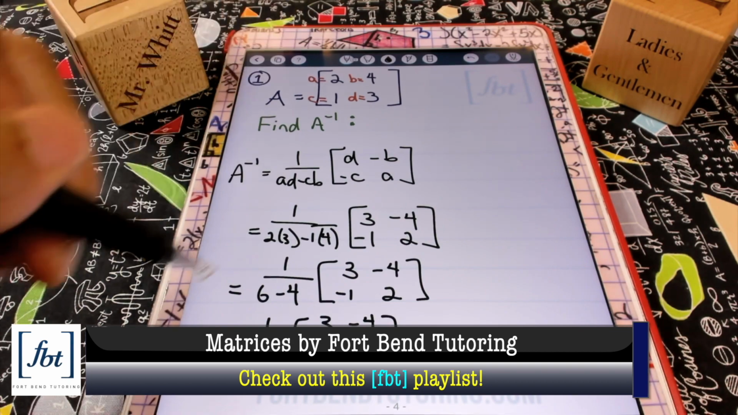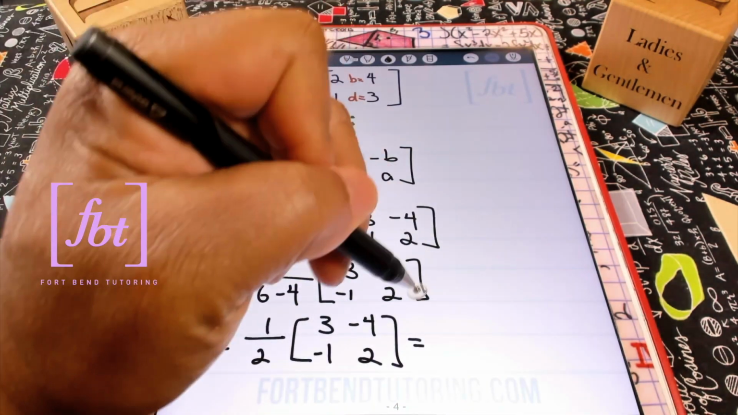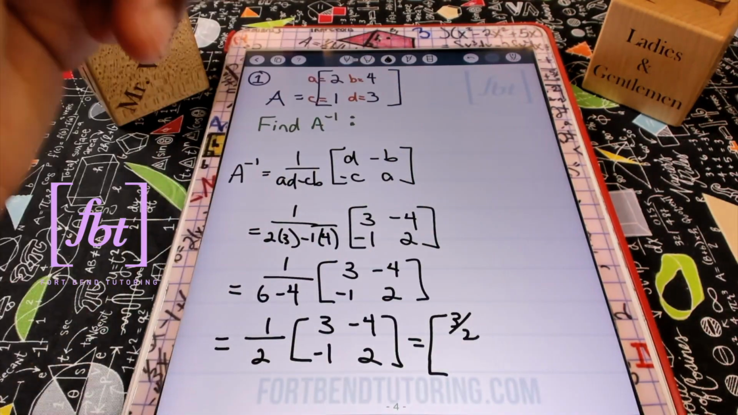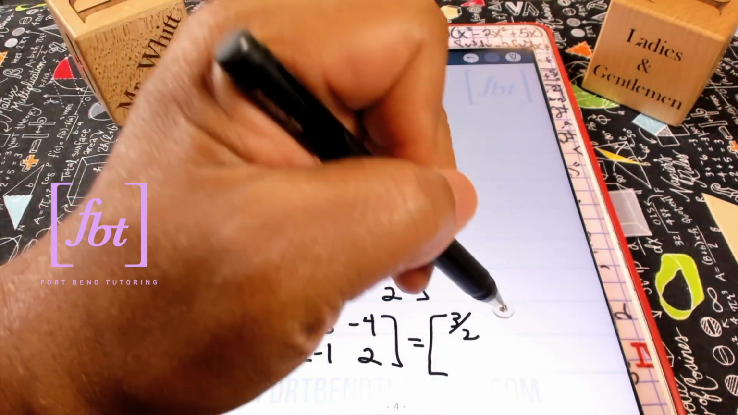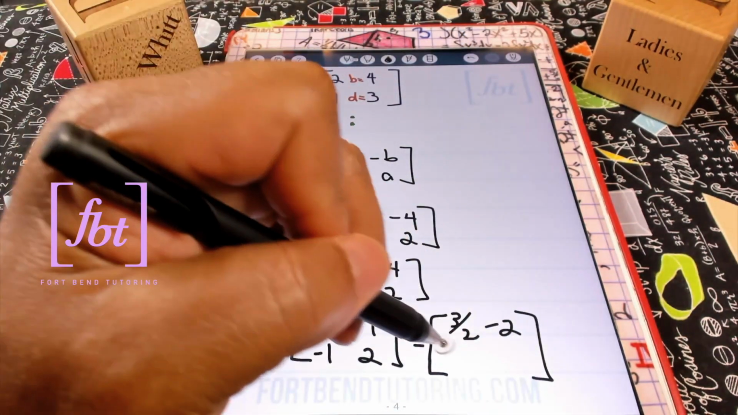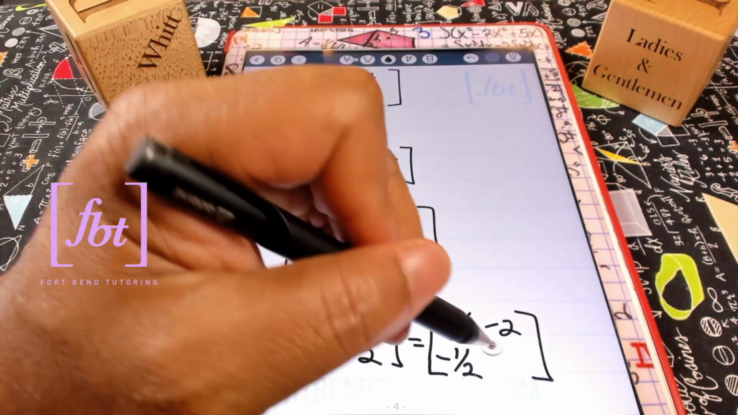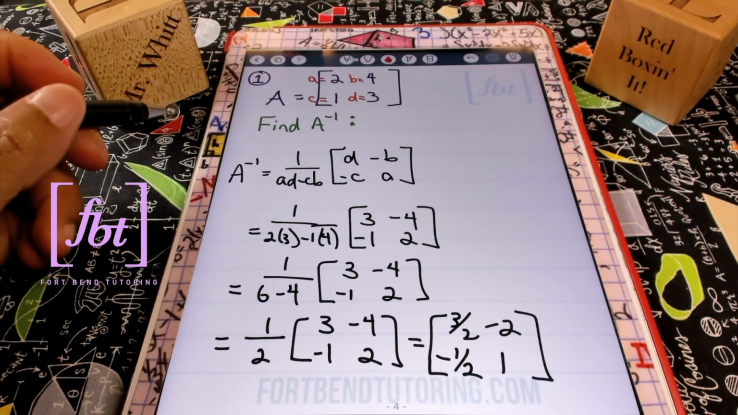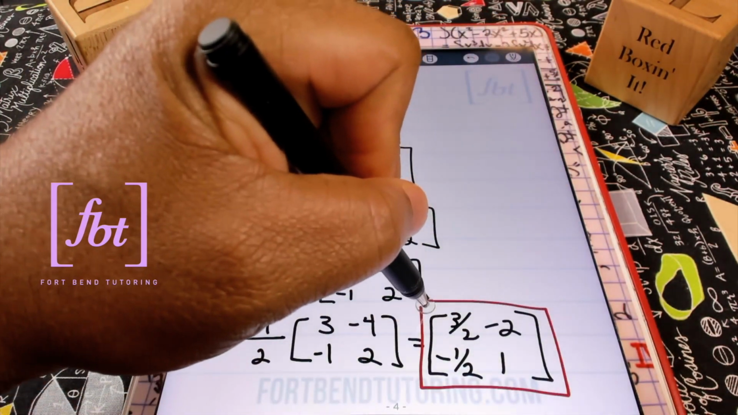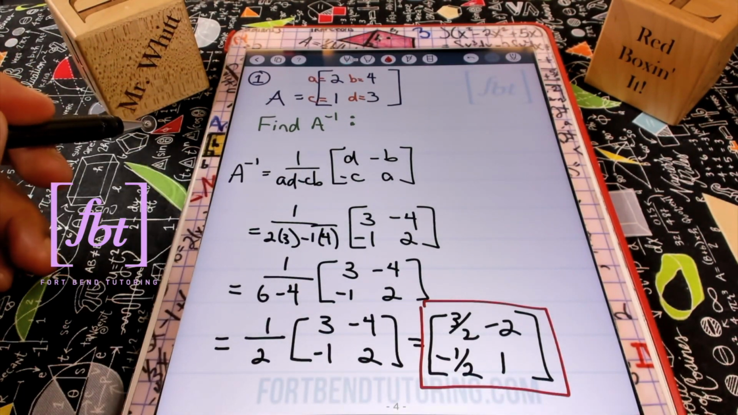Continuing on with multiplying the matrix by the scalar 1/2, you'll have 1/2 times 3, which gives our first element the value of 3/2. Then you'll have 1/2 times negative 4, which is negative 2. You also have 1/2 times negative 1, which is negative 1/2. And then you have 1/2 times 2, which is positive 1. So what we'll do with this answer is red box it, because this is the answer to problem number 1.